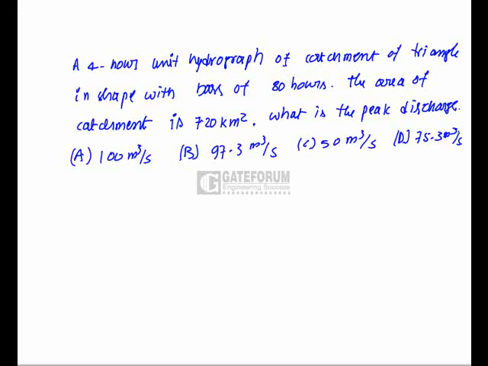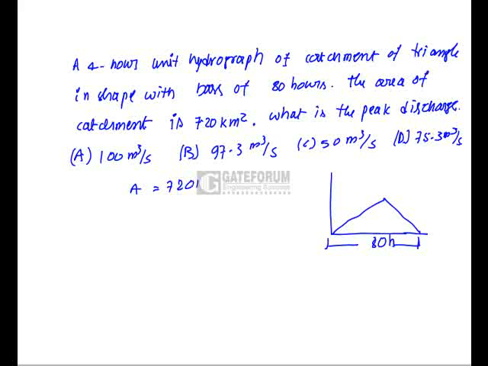For a unit hydrograph of a catchment triangular in shape, if you represent the question in terms of the diagram, we get an 8-hour hydrograph base of a triangle. The area of the catchment is given as 720 square kilometers, and it is a 4-hour unit hydrograph, that is 1 centimeter in 4 hours. What is the peak discharge? We have to calculate this QP, the peak discharge.